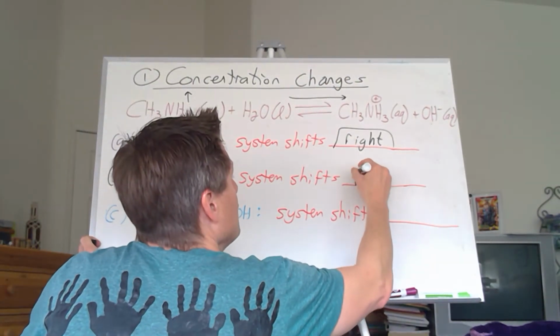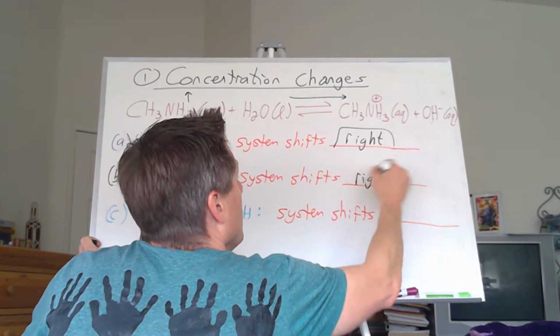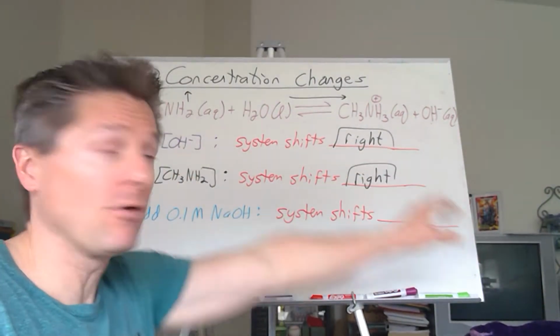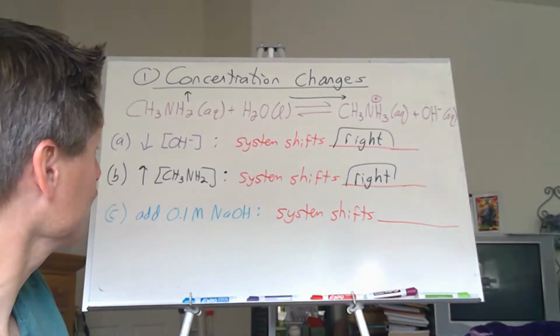So this is going to shift also to the right, right? Things to think about if you're working for some chemical manufacturing plant or whatever, and you want to shift a reaction to the right to produce more products, right?